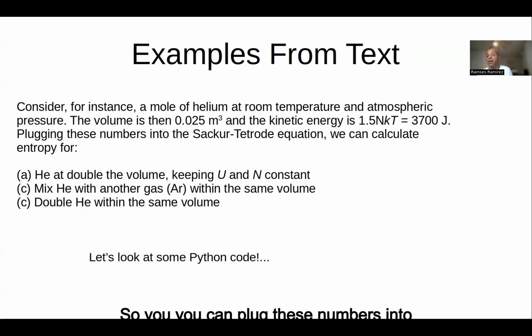So you can plug these numbers into the Sackur-Tetrode equation, and we can calculate the entropy for helium at double the volume, keeping U and N constant. You can mix helium with another gas within the same volume, or double helium within the same volume. By the way, this should be a B here. So we're going to look at some Python code and check what all this means, what this looks like.